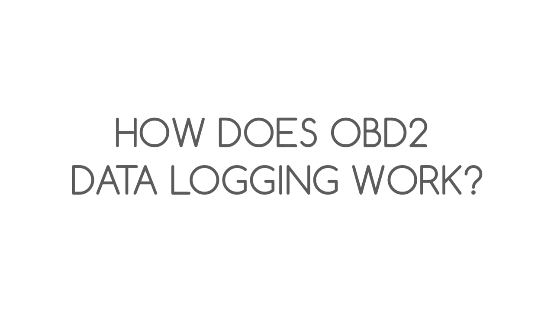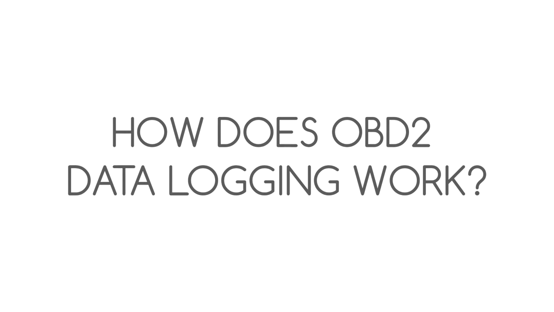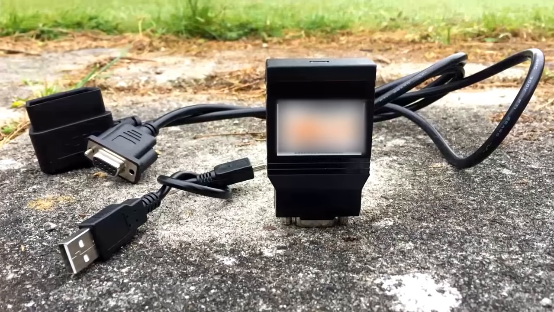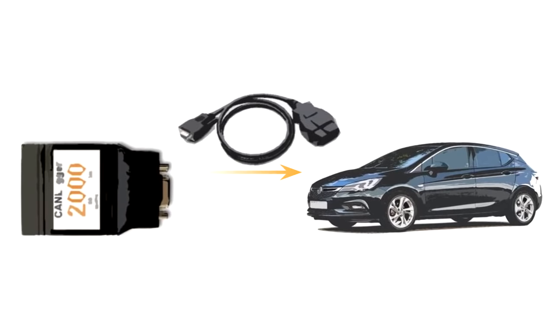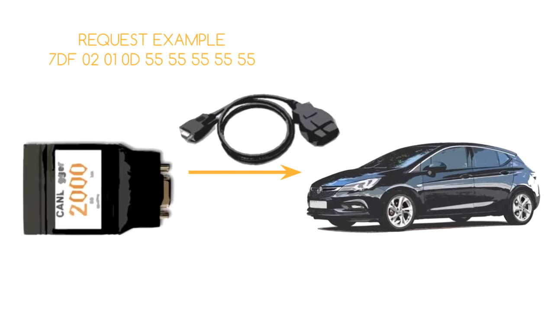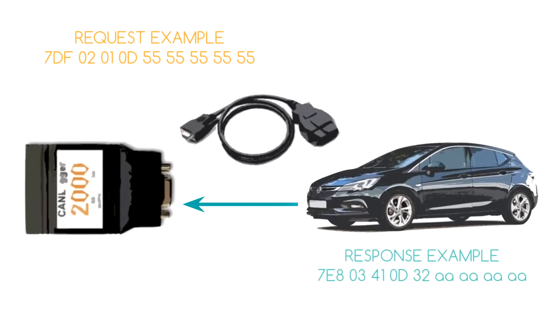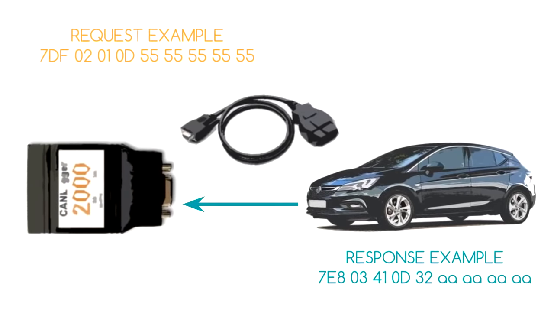How does OBD2 data logging work? In practical terms, OBD2 works as follows. You can connect an OBD2 scanner or OBD2 data logger to the OBD2 16-pin connector. Via the tool, you enter request messages, queries, transmitted via the CAN bus. The relevant ECUs react and send response messages via the CAN bus.